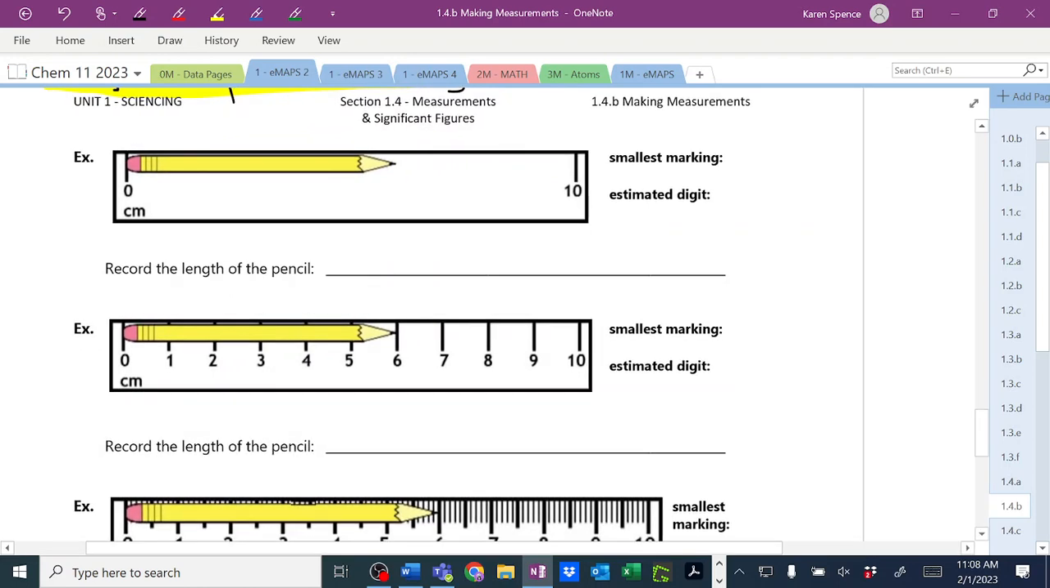Alrighty, what is the smallest marking on that first ruler? 10. And so our estimated digit would be 1. And so you might say that the length of the pencil is equal to 6 centimeters or 7 centimeters or something like that. Okay? You don't need to write both of them. I'm writing both of them, but you only write one. Choose one.